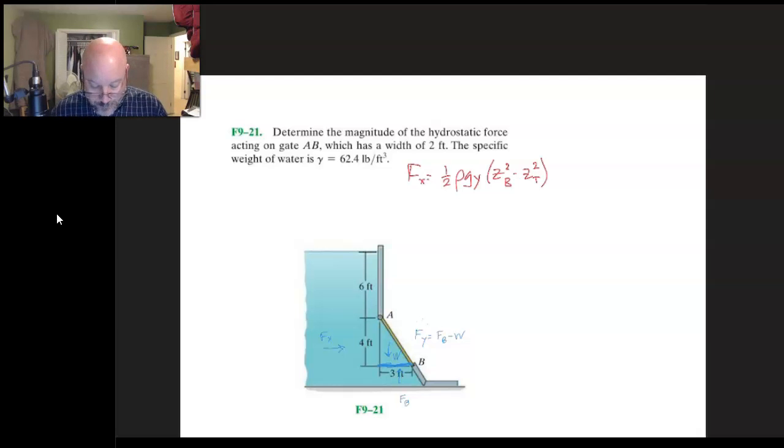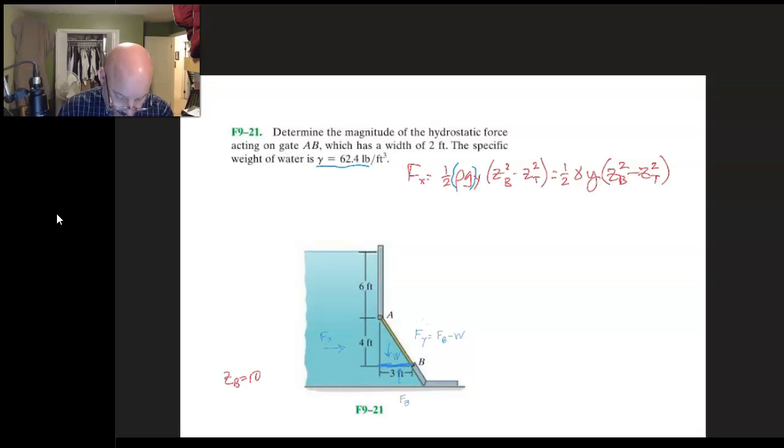Now in this particular question they give us a gamma. So remember, the gamma is this thing right here. And so that means if we rewrite this a little bit, we have 1/2 gamma y times zb squared minus zt squared. Now zb at the bottom here is going to be 10, and zt is going to be 6. So this is the top and there's the bottom right there, just like that.